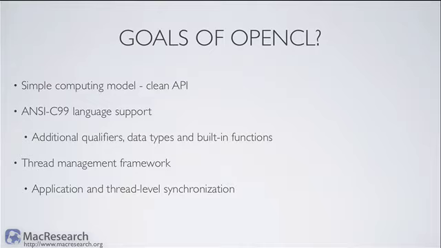The goals of OpenCL. OpenCL is designed to really be a clean, simple API for accessing all of the various devices in your system for performing general purpose high performance computing. It's sort of an extension of C99. It's not really an extension. It's based off of C. It has C99 language support. They've added some additional data types, some built-in functions, additional qualifiers. And it can really be thought of as a thread management framework.